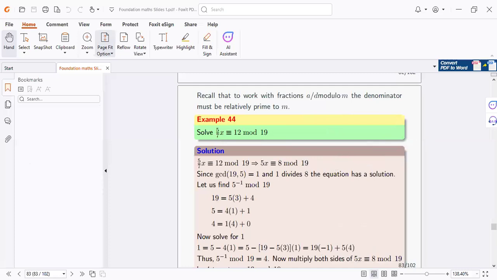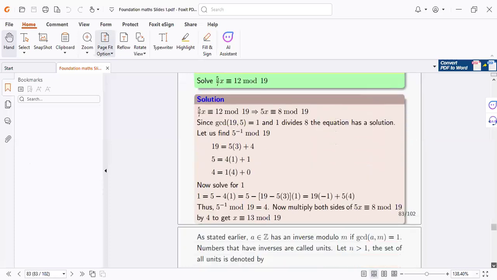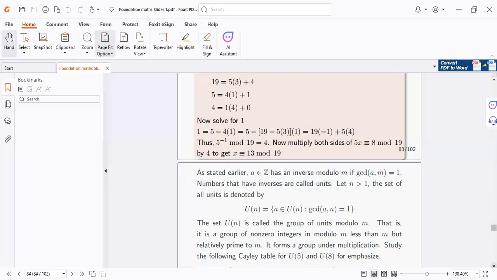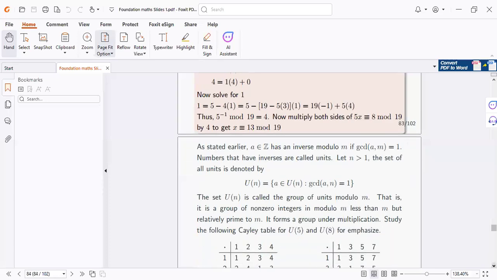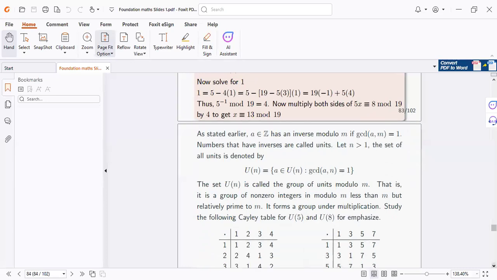I think those examples are enough on solving this kind of question. And I want to introduce something slightly new, but very important also. We've been talking about inverses, and we've already stated that for us to get the inverse of a mod m, the GCD of a and m should be 1.